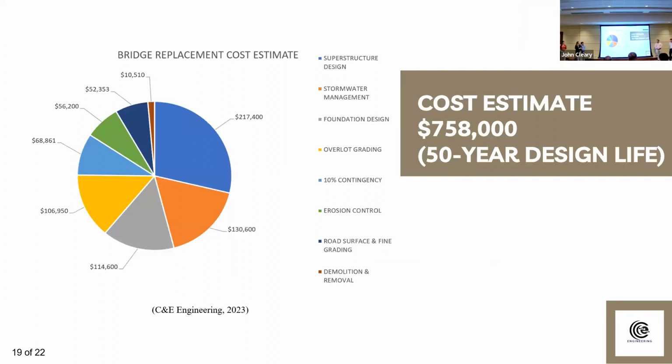So the main 3 cost factors are superstructure design, our stormwater management, and our foundation design. Our superstructure design costs approximately $220,000. Our stormwater management is roughly $130,000. And then our foundation design is almost $115,000, resulting in $758,000 for a design life of 50 years.